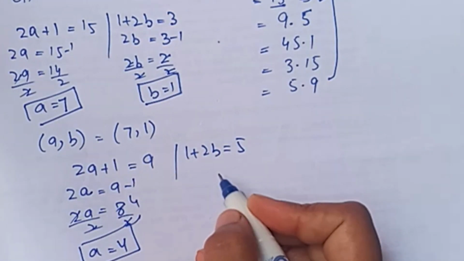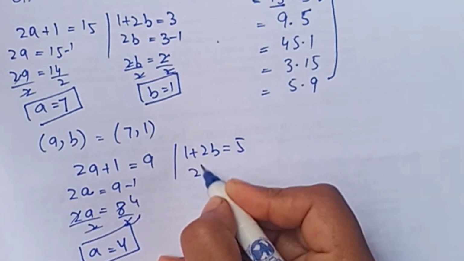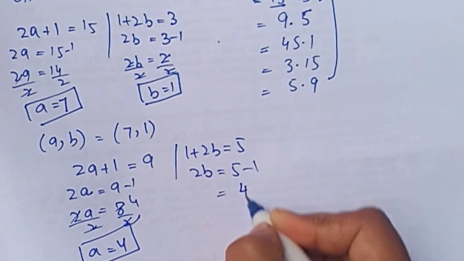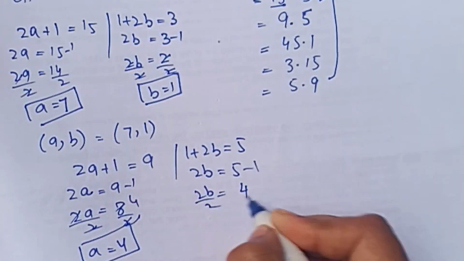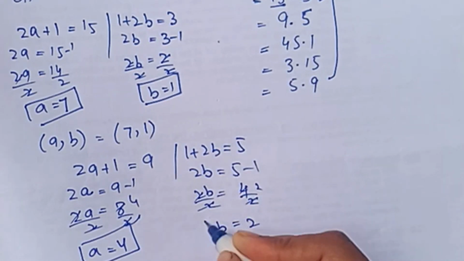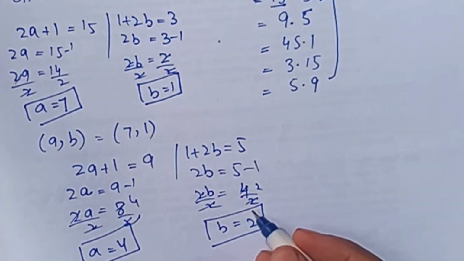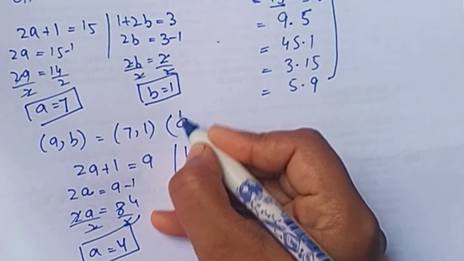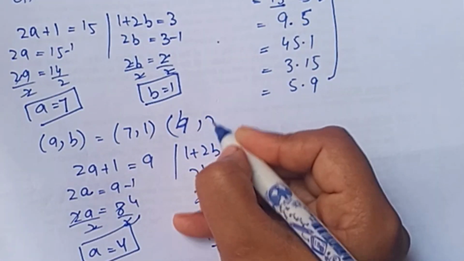Now look at this. If we subtract 1 on both sides, we get 2 times b is equal to 5 minus 1, and 5 minus 1 is 4. So divide this by 2 on both sides. So we get 2. So b is 2 in this case. So we write this as a is 4 and b is 2.